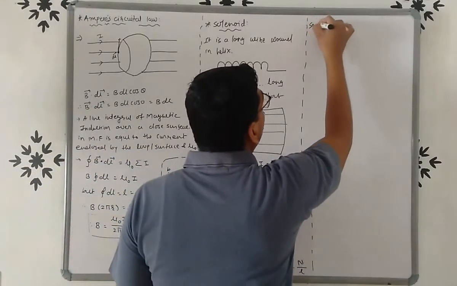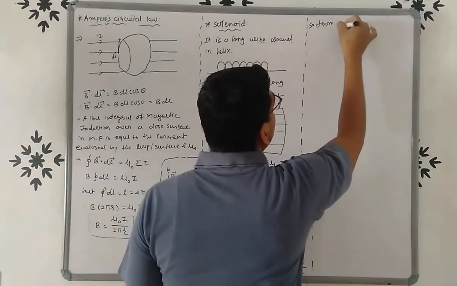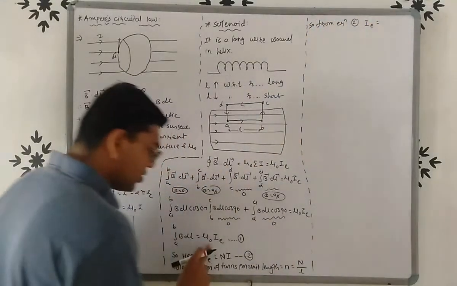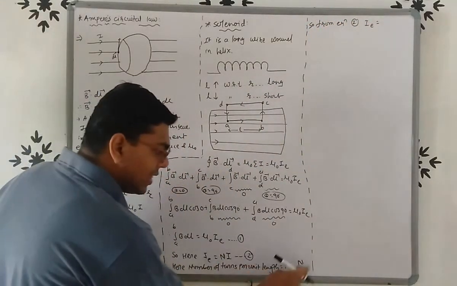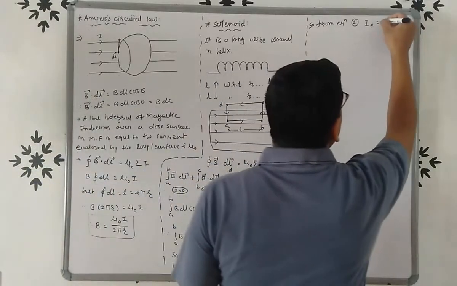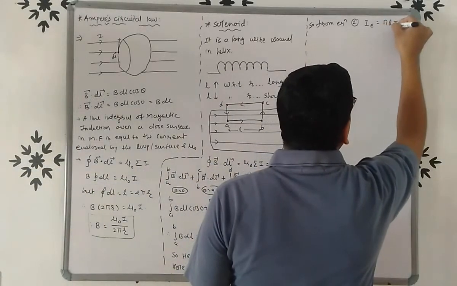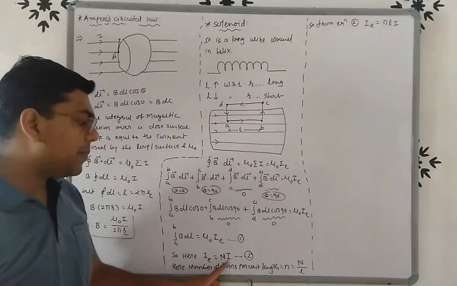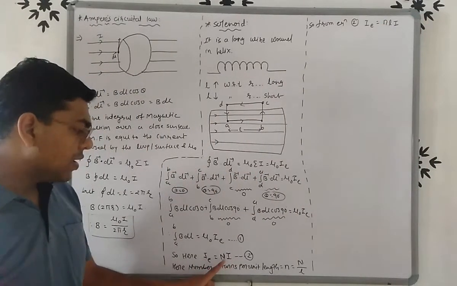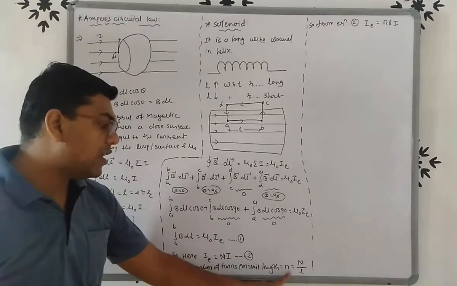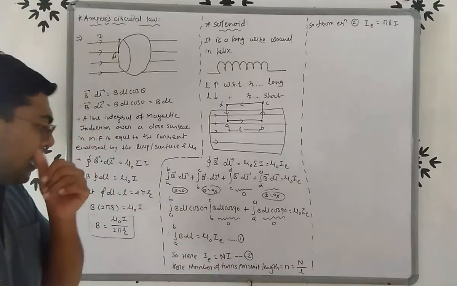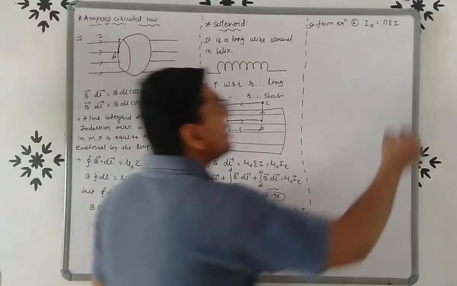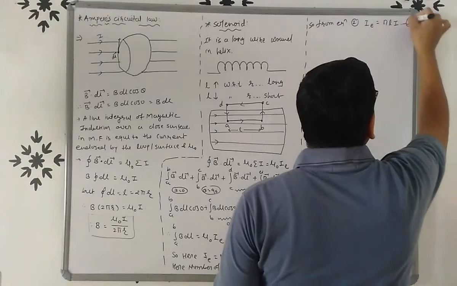So from equation 2, what is the value of IE? IE is equal to the value of capital N, that is small n into L, so small n into L into I, right? Because IE is equal to capital N into I, but capital N is equal to small n into L into I. Now we put this value of equation number 3 in equation 1.